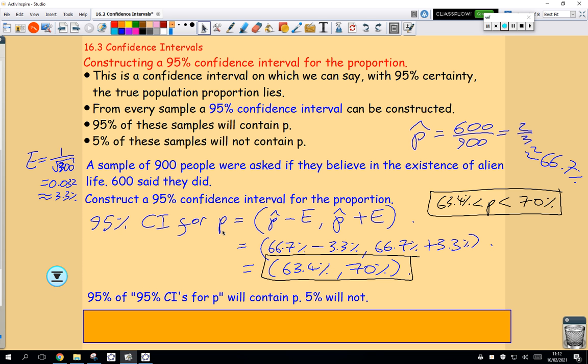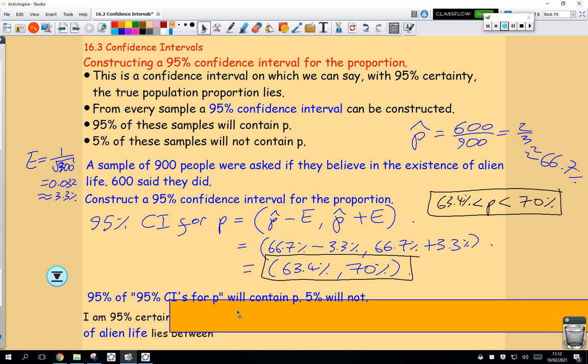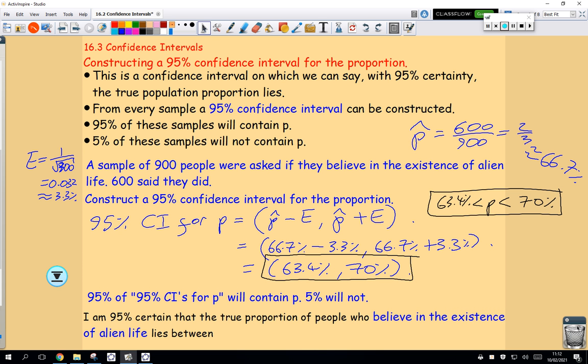Which do we think ours is? Well, if I had to guess, 19 out of every 20 do contain P, so we'd guess that ours is one of the 19 out of 20 that do contain P. Okay, that's essentially what we're saying. And a way to state this, I suppose, is that we're 95% certain that our confidence interval does contain P.